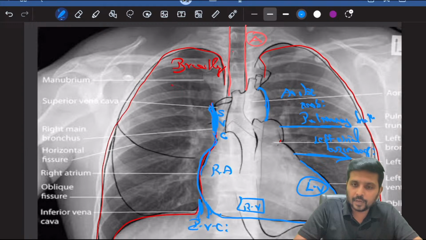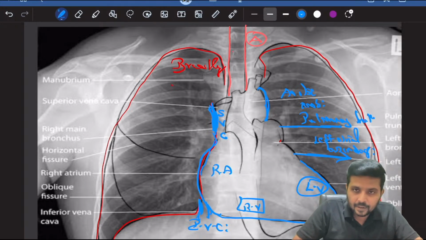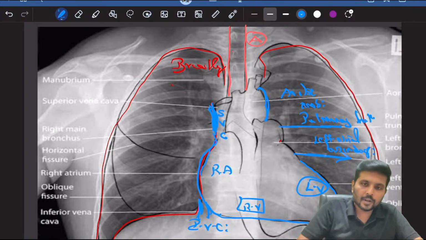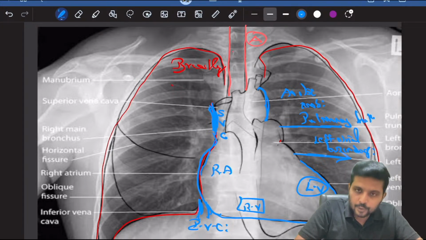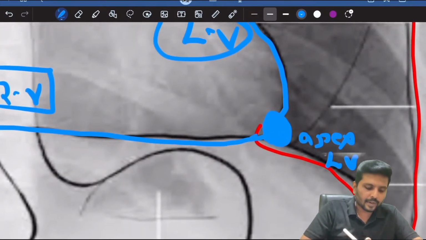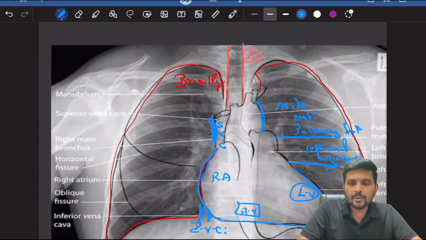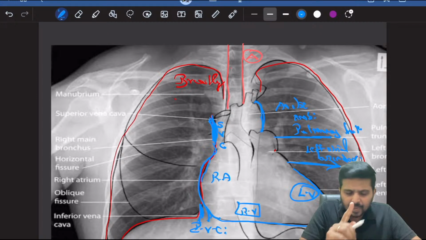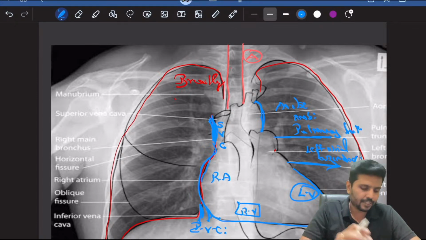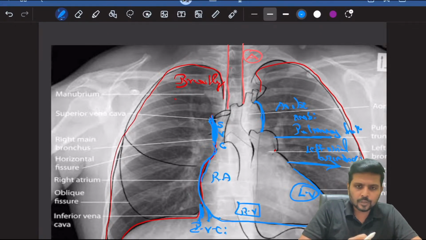So what are all the things I need to say? Your SVC, your right atrium, your IVC form the right heart border. Your right ventricle forms the inferior border, and your left heart border is formed by the aortic knob, pulmonary trunk, left atrial appendage, and left ventricle. And your apex, the outermost, lowermost part, is formed by your left ventricle, and it is not the right ventricle. So this is with respect to heart borders.